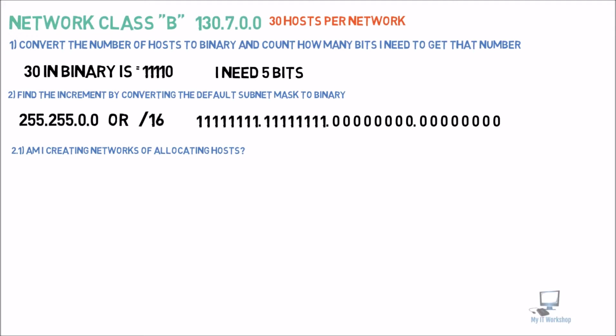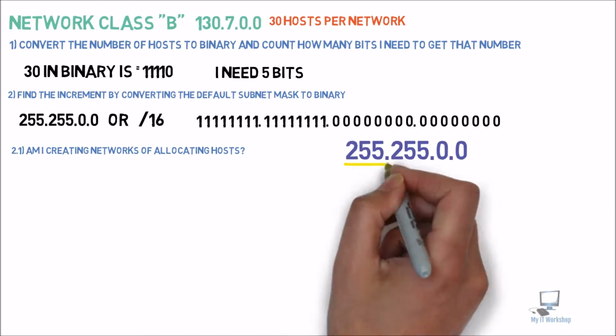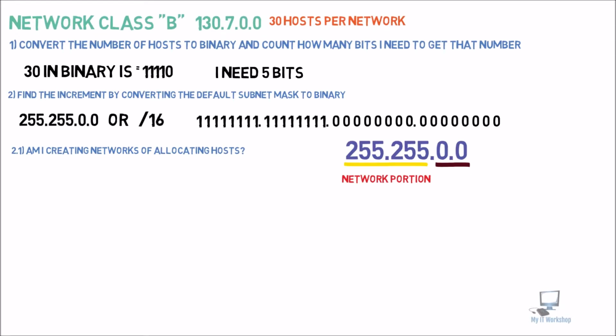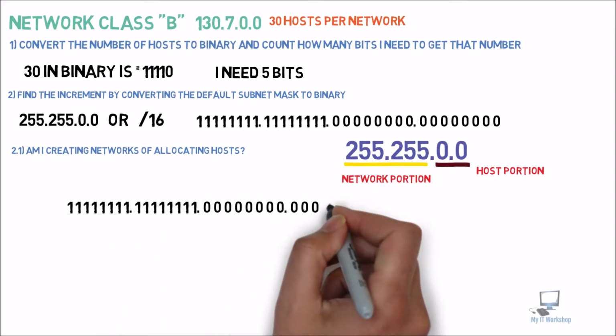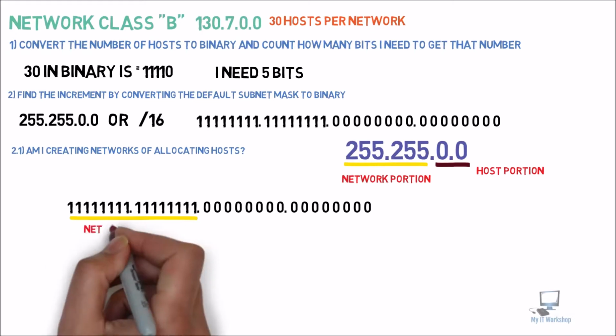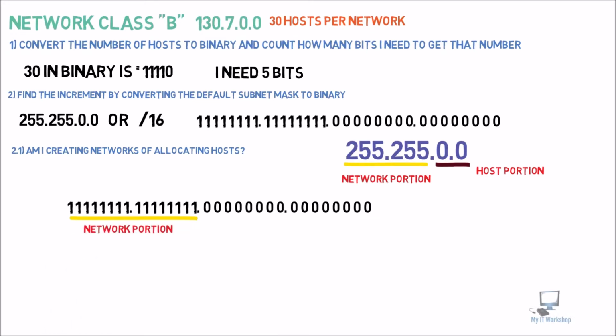That's why we need the 5 bits that we have found a few seconds ago. That's very important. So just a little explanation. We have this mask, 255.255.0.0. The underlined yellow part is the network portion, and the zeros are the host portion. Okay, so I'm going to represent it in binary like we did, all ones and zeros. And all the ones are going to be the network portion, and all the zeros are going to be the host portion of the subnetwork mask.